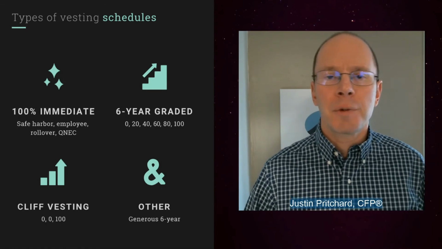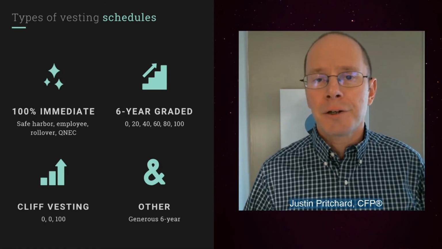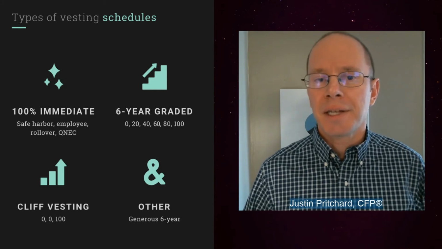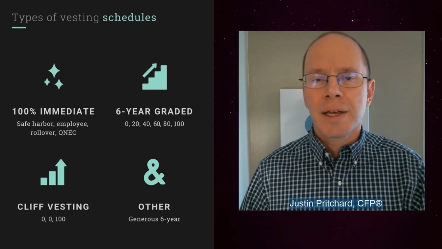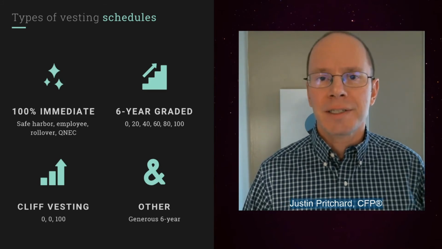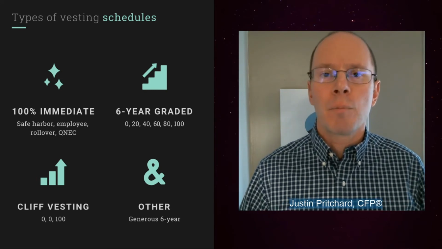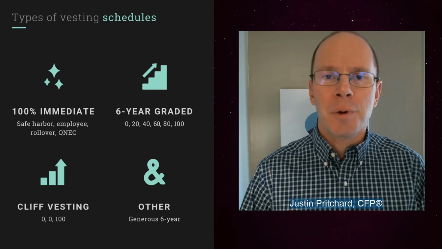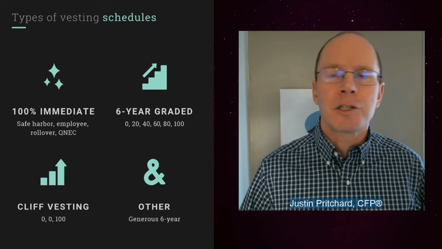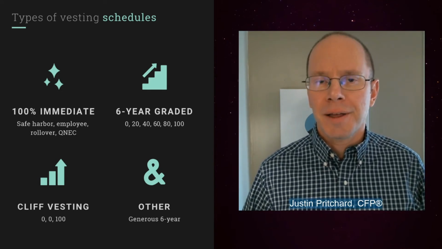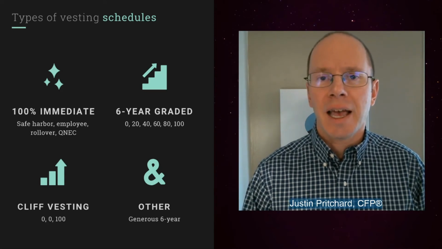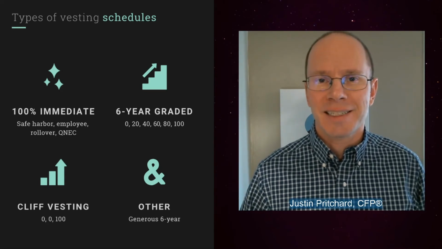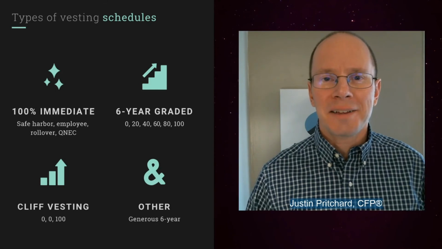And then there are a number of other vesting schedules that your employer can do. Basically, they might take the 6-year graded schedule and do something that is more generous than that. And as long as it is more generous, then the IRS and Department of Labor don't have a problem with it. So they might say 25% per year, and that way you would be fully vested after 4 years instead of 6.